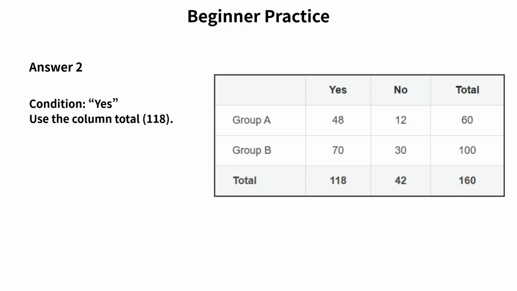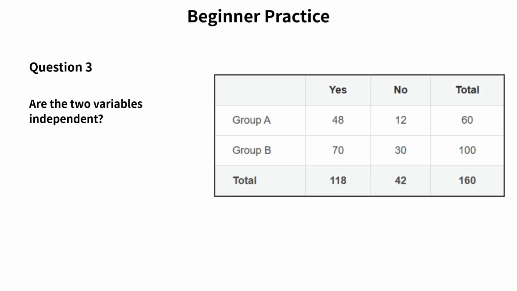And that's the core idea. When a condition is given, let that condition choose the denominator for you. The math itself is simple. The challenge is discipline: slowing down, identifying the condition, and using the correct total before doing any calculation. Now let's move on to question 3.